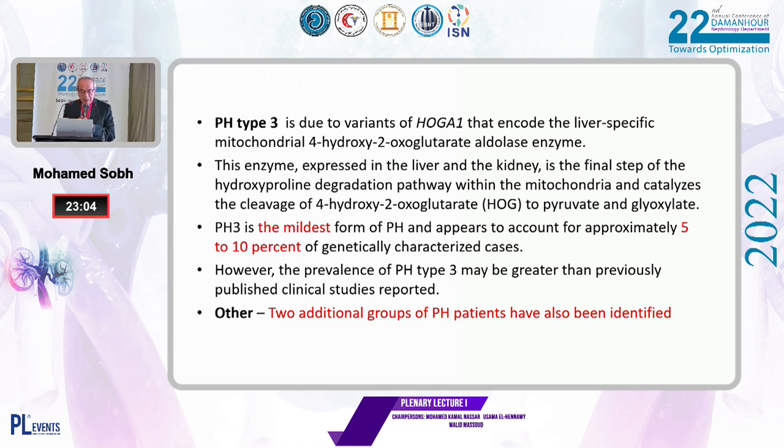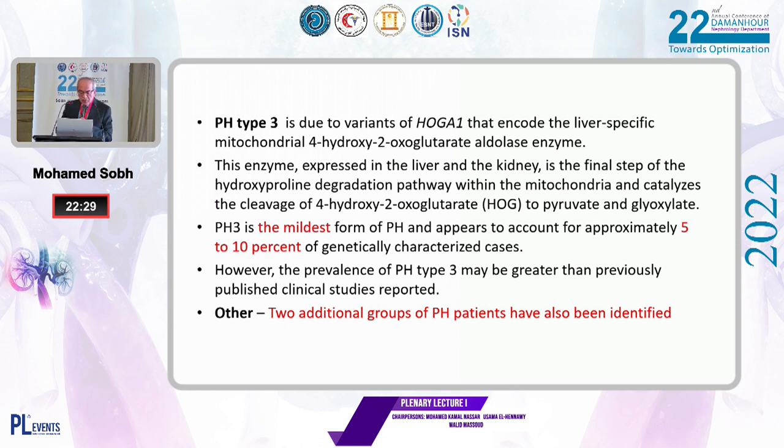This type 3 hyperoxaluria is the mildest form of primary hyperoxaluria and appears to account for approximately 5 to 10% of genetically characterized cases. However, the prevalence of type 3 may be greater than previously published clinical studies reported. It is the most recently identified type and less severe, so possibly its distribution is more than we expect.